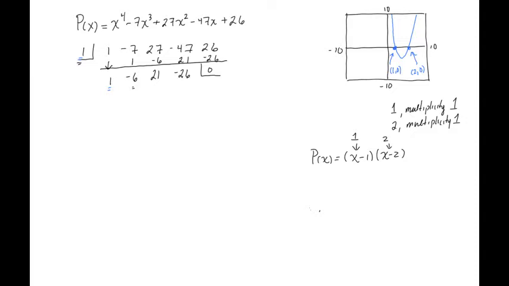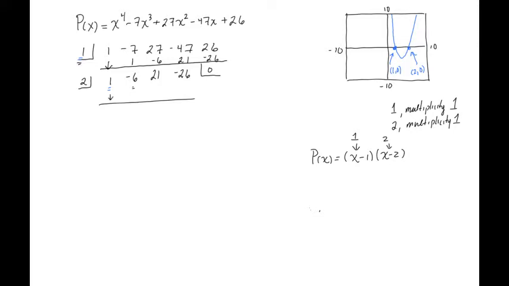So now what that means is, underneath here, the 1, the negative 6, the 21, and the negative 26 represents what's left over when you divide by x minus 1, which is x cubed minus 6x squared plus 21x minus 26, remainder 0. We're going to do the division one more time on the 0, 2, or the factor x minus 2, however you want to think of it.